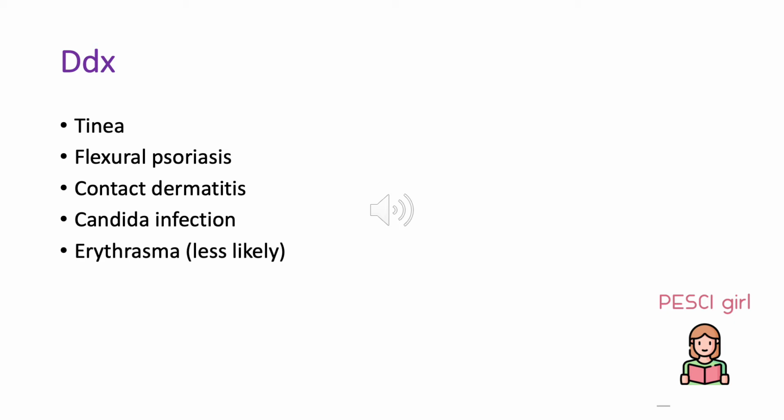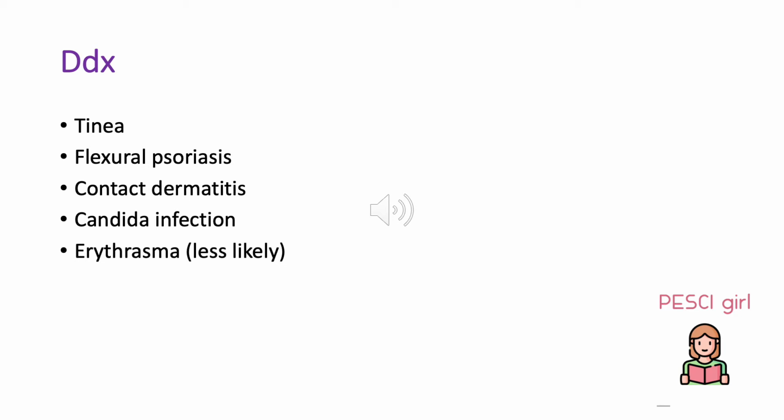The other one is psoriasis, but flexural psoriasis or inverse psoriasis that usually happens in skin folds such as axilla or genital area or in buttocks. Now remember, in this kind of psoriasis, we don't expect to see the thick scales that we usually see in psoriasis. The other differential diagnosis would be contact dermatitis.